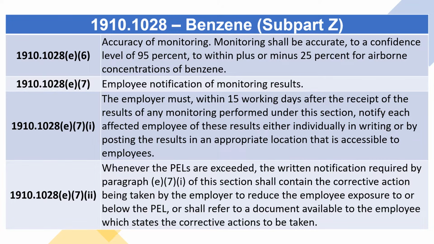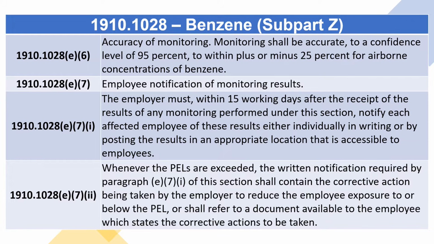1910.1028(e)(7) Employee notification of monitoring results. 1910.1028(e)(7)(i) and (ii). The employer must, within 15 working days after the receipt of the results of any monitoring performed under this section, notify each affected employee of these results either individually in writing or by posting the results in an appropriate location that is accessible to employees.